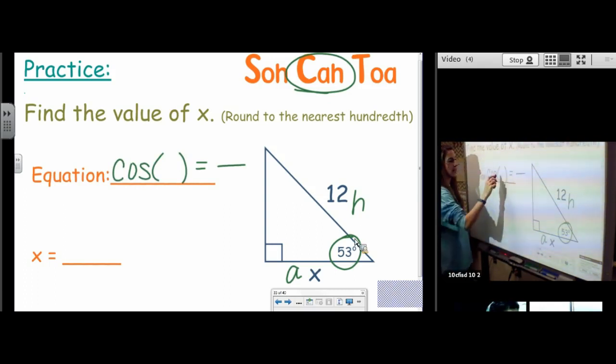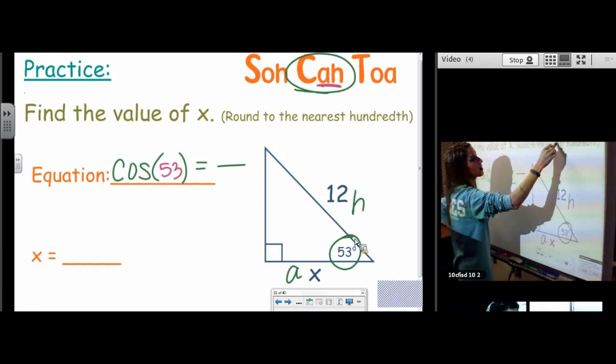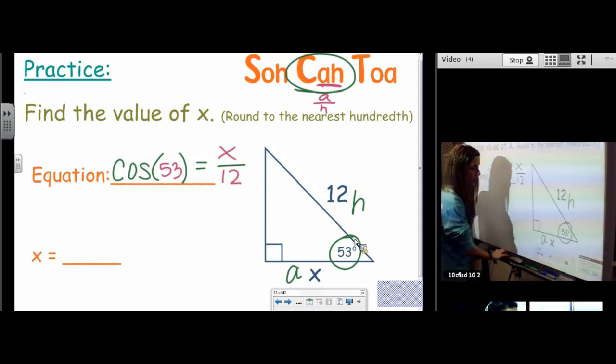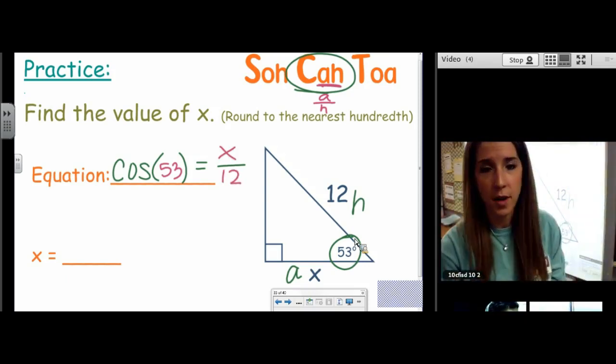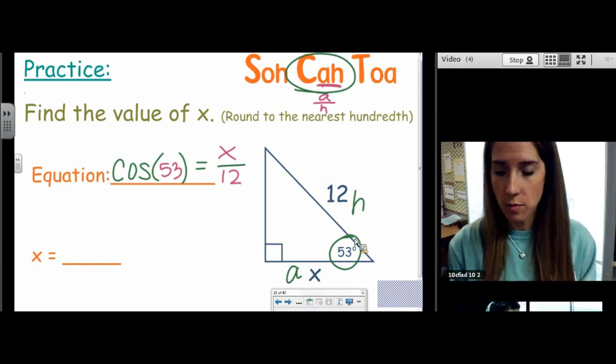What goes in parentheses every time, all the time, no matter what? 53, the angle. And then it goes in this order. Adjacent over hypotenuse. Whatever comes first is the numerator. So adjacent over hypotenuse. Once you've set it up, you've done the hard part because everyone knows how to solve it from here. X is in the numerator, so you multiply.